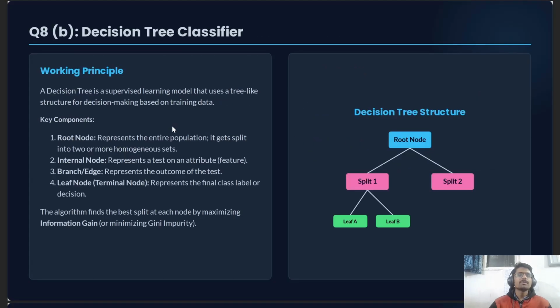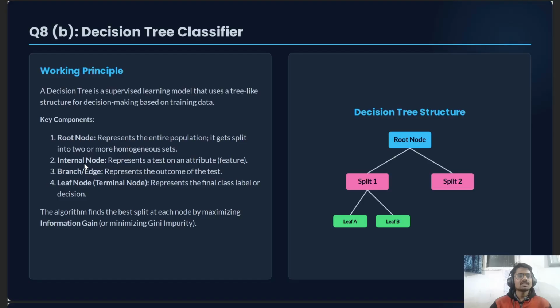The B part of question number 8 is the decision tree classifier. The working principle: a decision tree is a supervised learning model that uses a tree-like structure for decision making based on training data. Key components: the root node represents the entire population, and it gets split into two or more homogeneous sets.